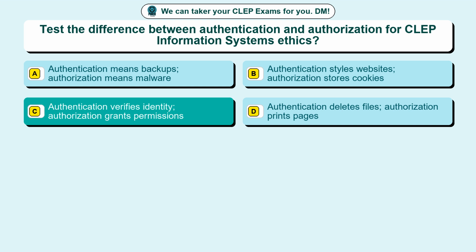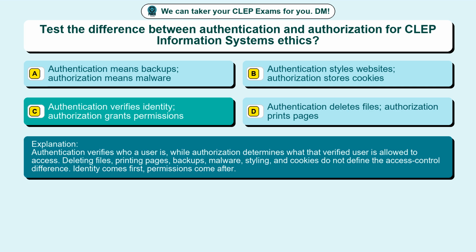The correct answer is option C. Authentication verifies identity, authorization grants permissions. Authentication verifies who a user is, while authorization determines what that verified user is allowed to access. Deleting files, printing pages, backups, malware, styling, and cookies do not define the access control difference. Identity comes first, permissions come after.